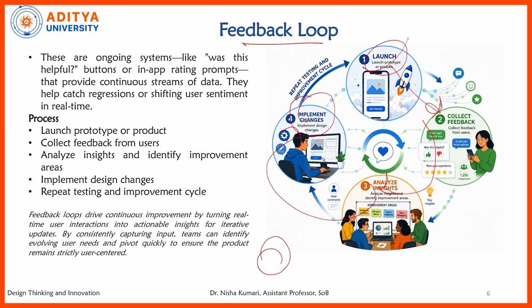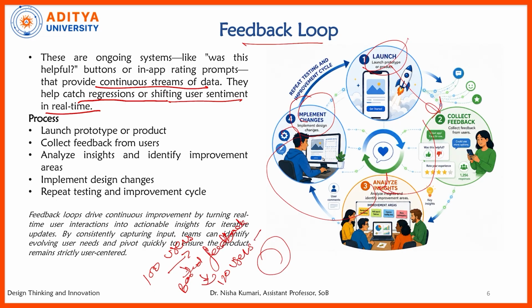So while we talk about the feedback loop, it's a continuous stream of data, and it helps in catching regression or shifting user sentiment in real time. For example, when we launched our app, 100 users came and installed it. Now, with time, based on the feedback given on that particular page, we have 120 users. So it's a positive impact, correct?